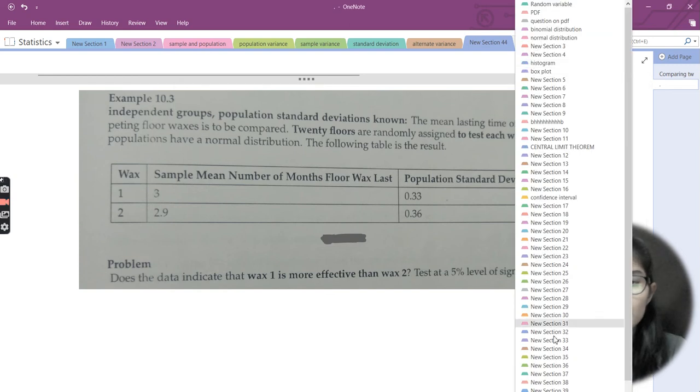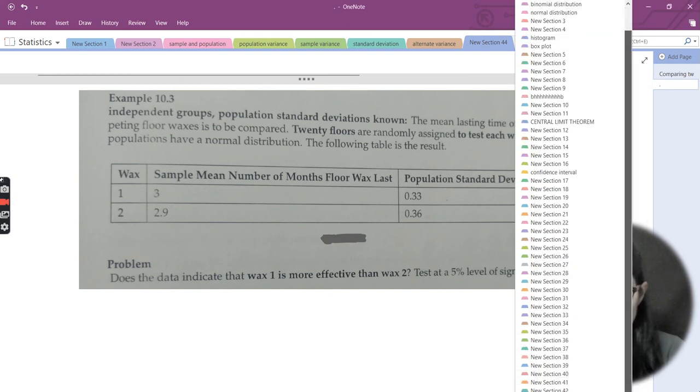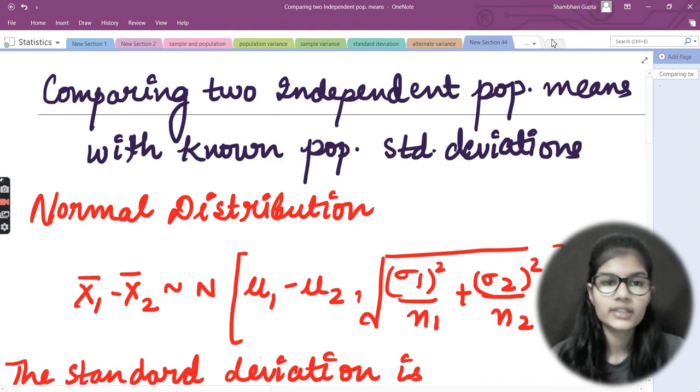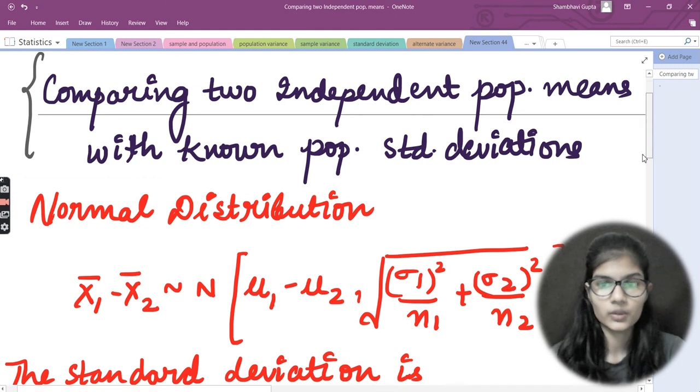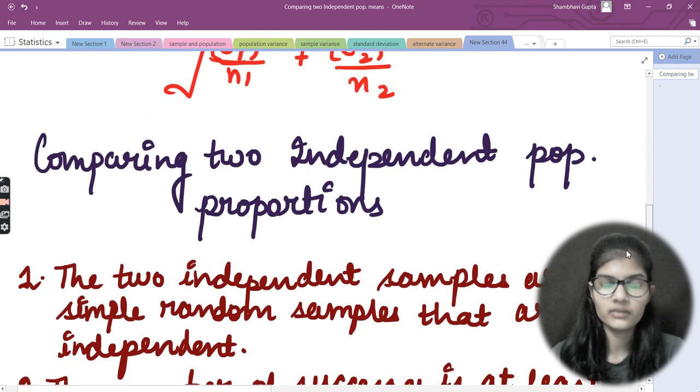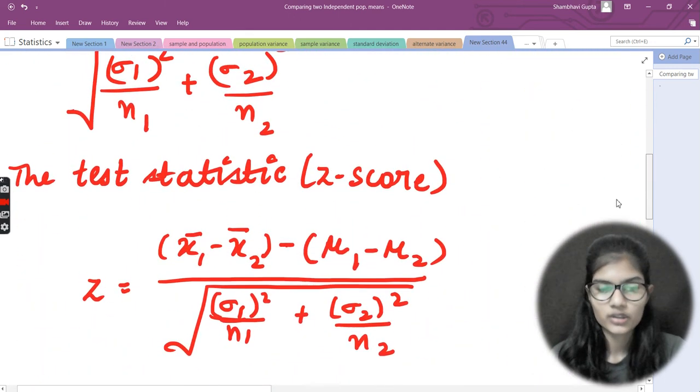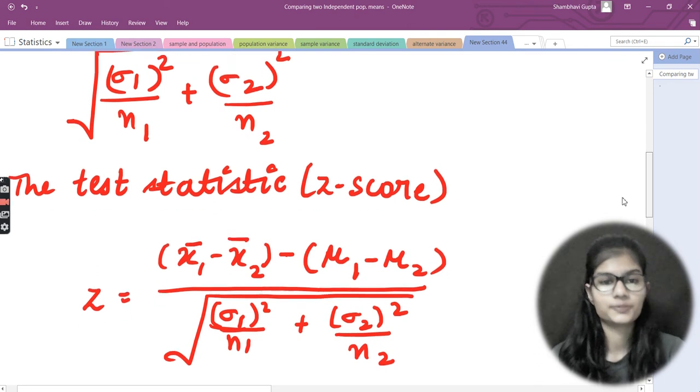So in the previous video, we had seen one topic. Let me first open that particular place, and here it was. We had seen the comparison of two independent population means with the known population standard deviations. We had also seen the comparing of two independent population proportions, but right now we are not going to consider that particular topic.